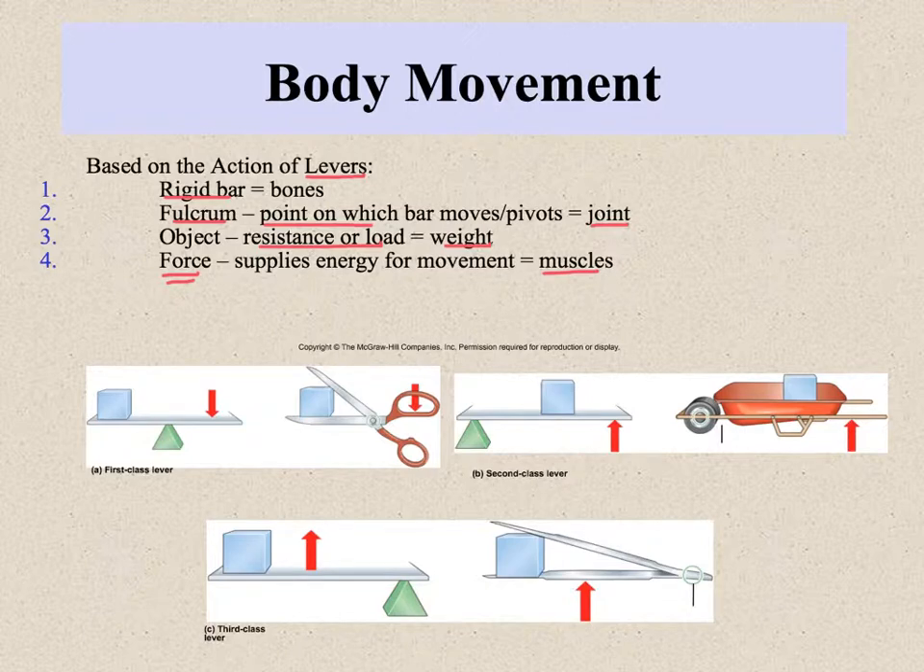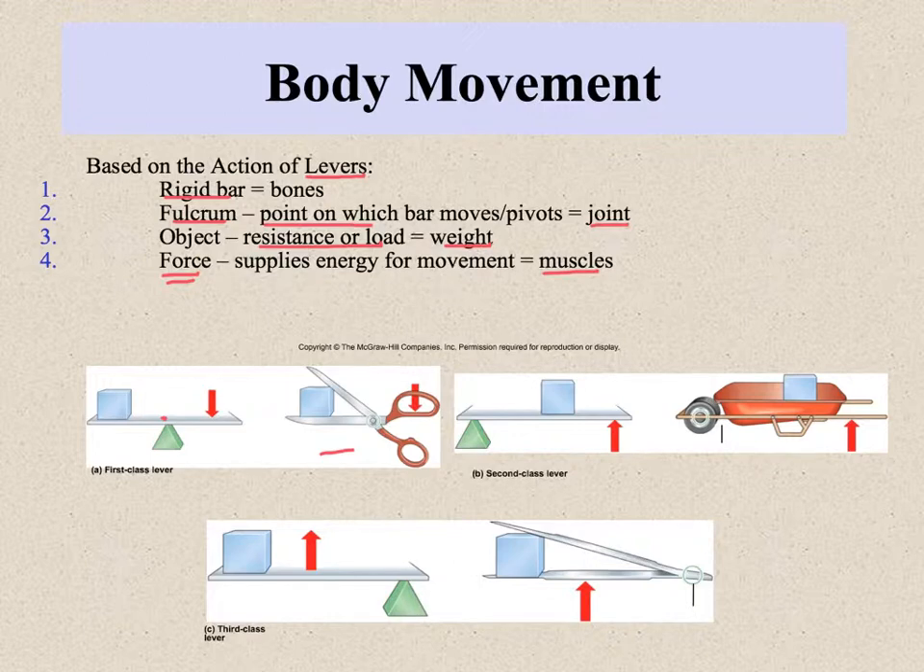We further categorize levers into 3 classes based on the arrangement of the fulcrum and the resistance and the force. So a first class lever has the fulcrum in the middle, and so scissors are a prime example of that. There are not a lot of first class levers in the body. Probably the easiest one to visualize is what happens when you nod your head. The pivot point for nodding your head is the joint between your skull and the first cervical vertebrae, and you have the weight of your head being the resistance or load and various muscles that are providing the force to move it back and forth.